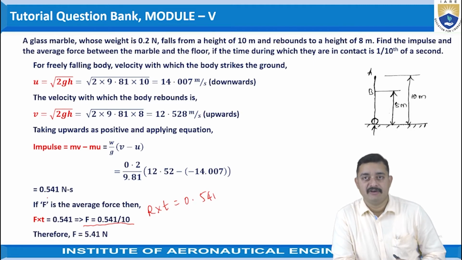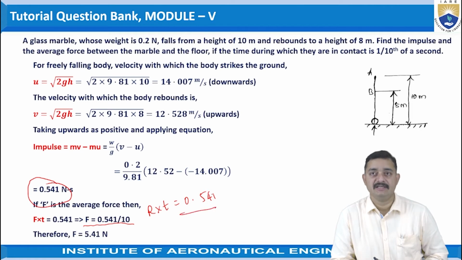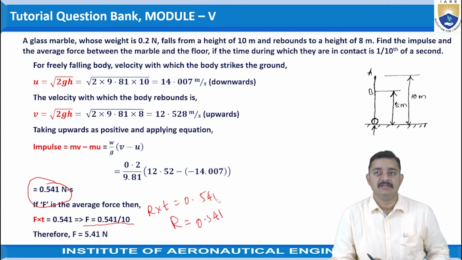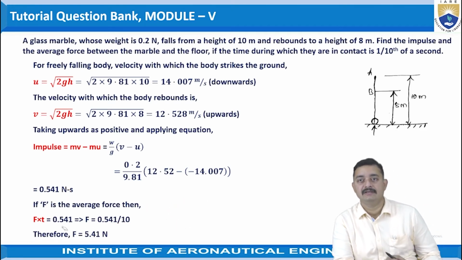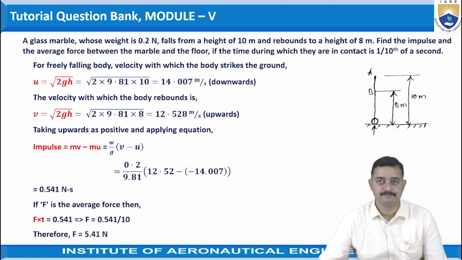Hence, whatever value that we have obtained here is taken, and from this we can get the force that is being applied in the system as 0.541 by T. In this way, we have got the value of the average force acting in the system as 5.41 newtons. So this is how the problem is solved.